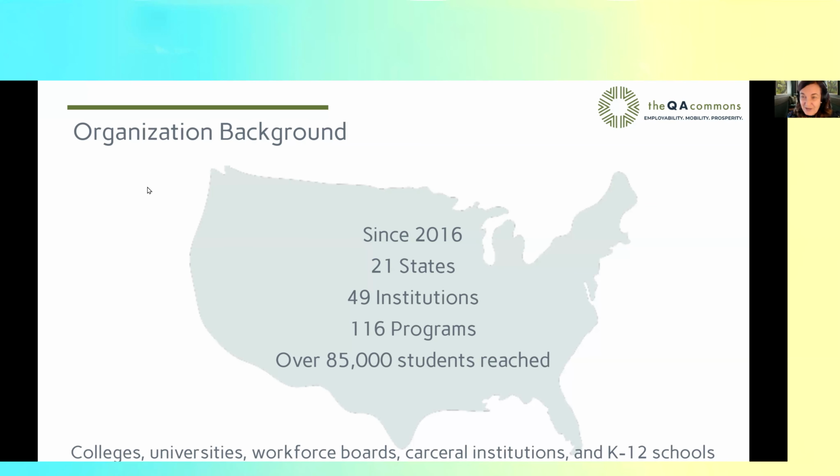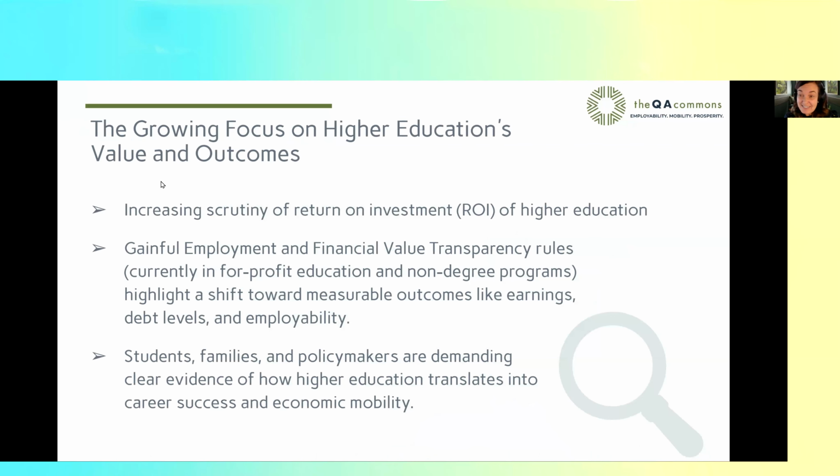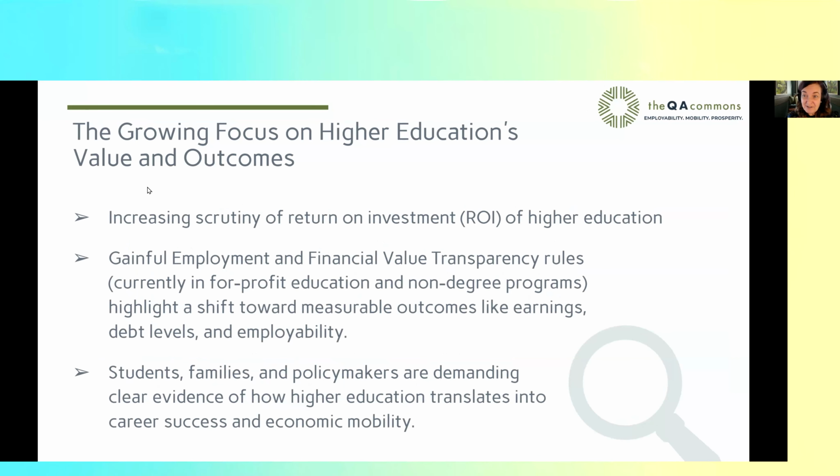Why it's important: QA Commons may have been a little bit ahead of our time; we started in 2016. But this year in particular, and last year too, our topic is really gaining momentum. I think that's because of the growing focus on higher education. What are the value and the outcomes of higher education? So we have increasing scrutiny of return on investment of higher education.